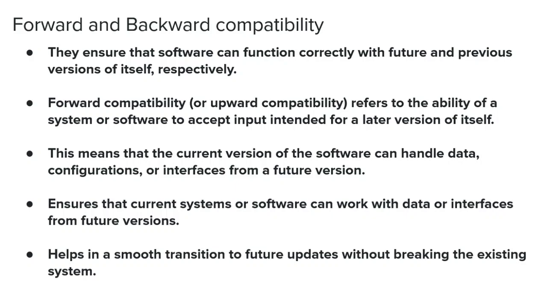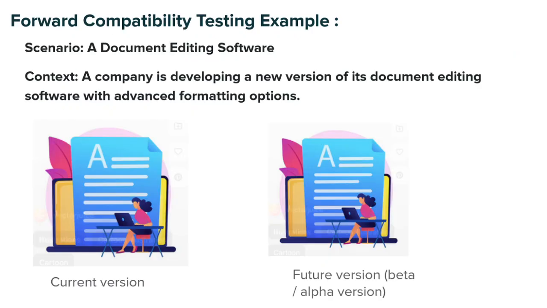So there are two types. First one is forward compatibility and next is backward compatibility. So let's take a simple example of what is forward compatibility. Let's take an example of document editing software. Let's say we have a current version of our document editing software and we are also working on development of a new, future version, that is, let's say, a beta or alpha version of that software.